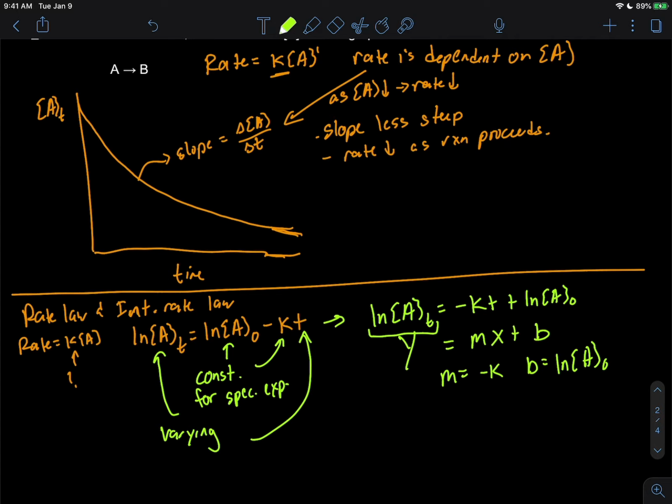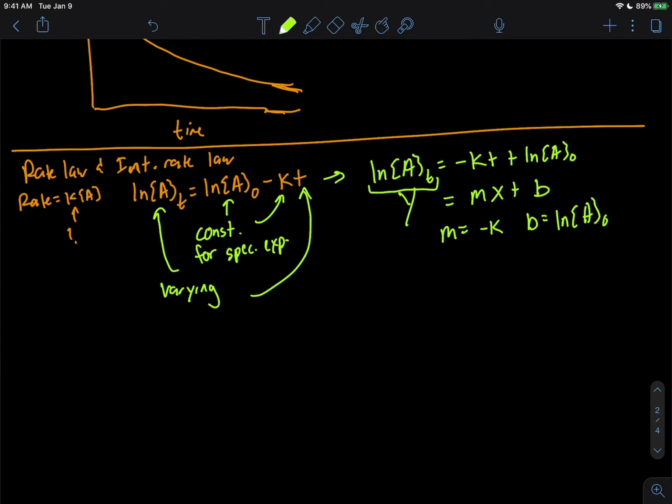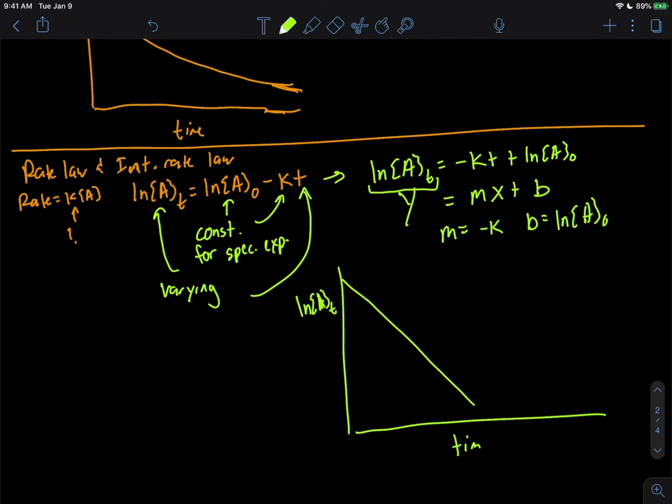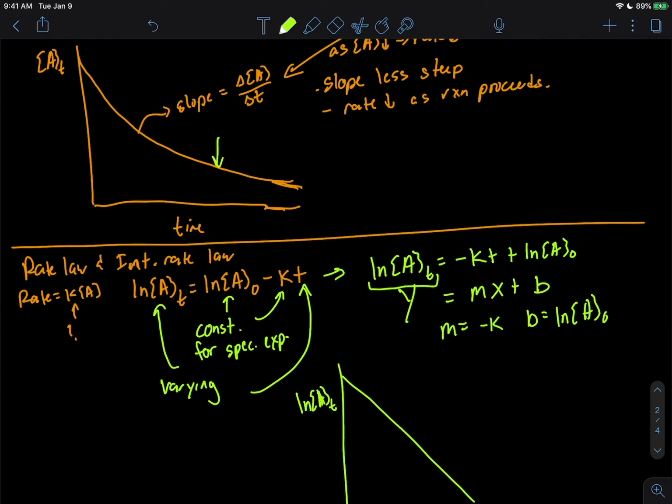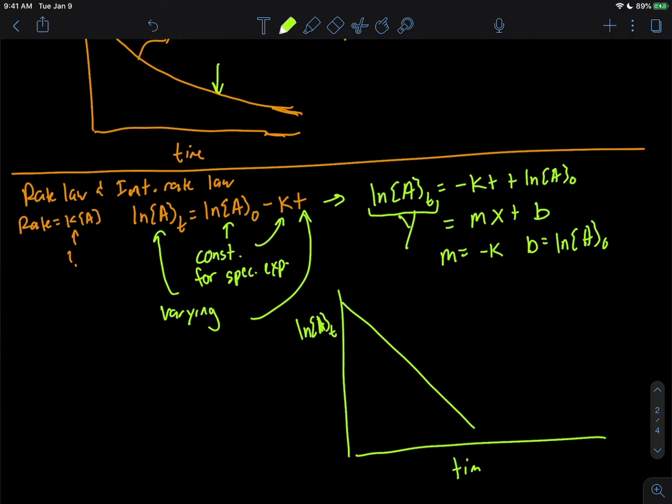So again, if we chose to manipulate or utilize our data in a certain way where we get a linear graph, because this relationship would be linear, if we graph the natural log of A at some time versus time, we're now going to go from this kind of curved slope down to this linear slope.